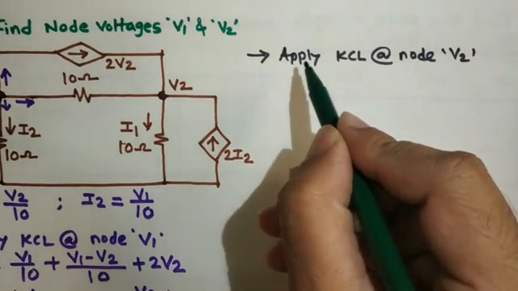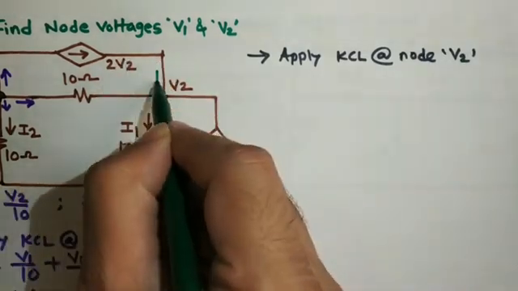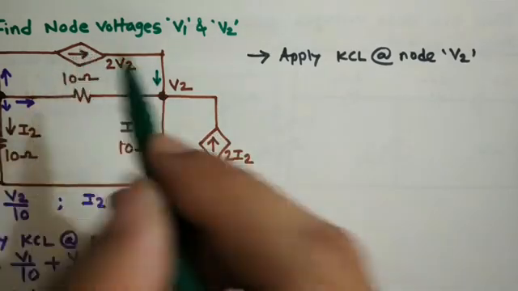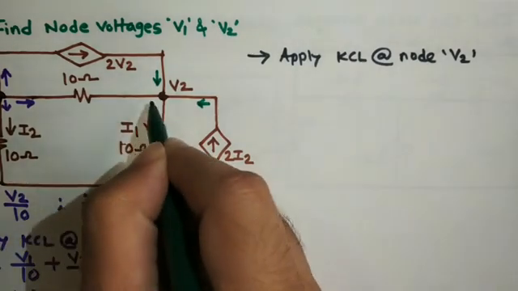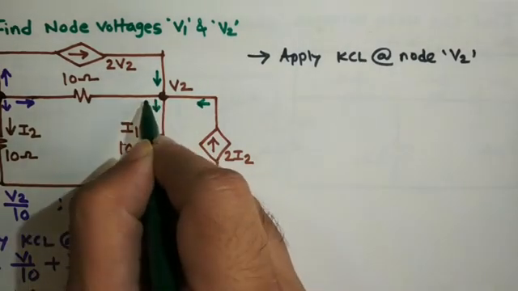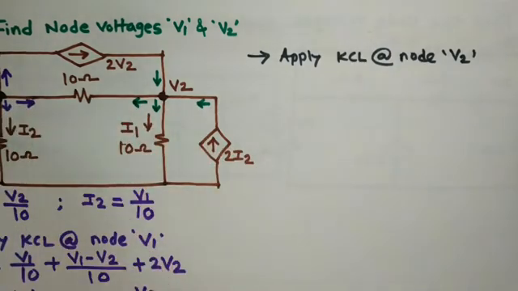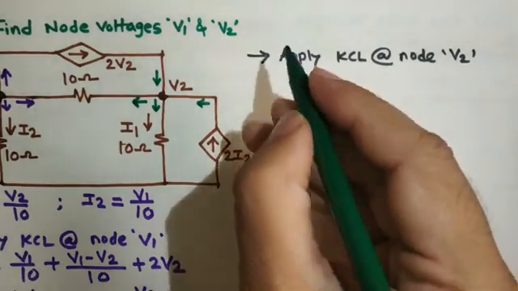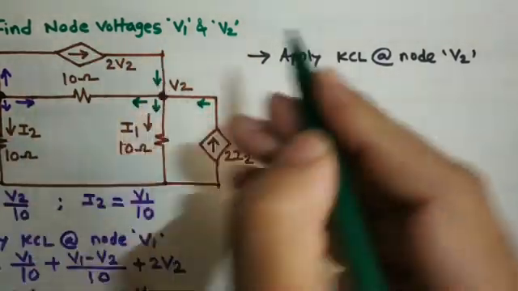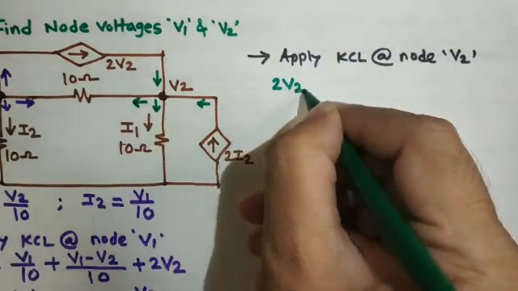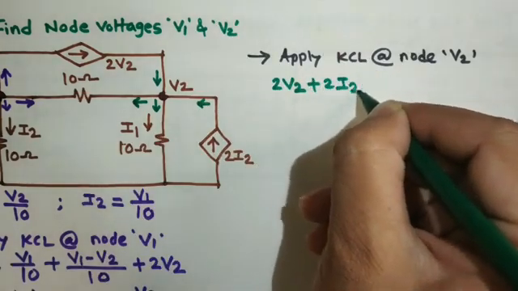Now we will apply KCL at node V2. Before that, let us say this is an incoming current to this node V2 because this direction is known to us. This is also an incoming current to this node V2. This one is an outgoing current, and I also assume a current is going out of this node V2 towards node V1. So the equation which we write is, there are two incoming currents. One is this 2V2 branch towards this, so 2V2. Another is this 2I2 current, which is an incoming current towards this node V2.